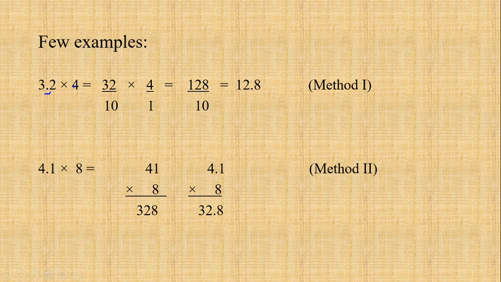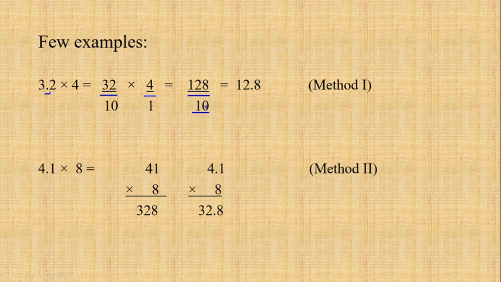This is a simple number 4. All numbers have the denominator 1, so I have taken the denominator here 1. Now multiplying simply, as we all know how to multiply fractions, numerator multiplied by numerator and denominator multiplied by denominator. So 32 multiplied by 4 will give you 128 and 10 times 1 is 10.